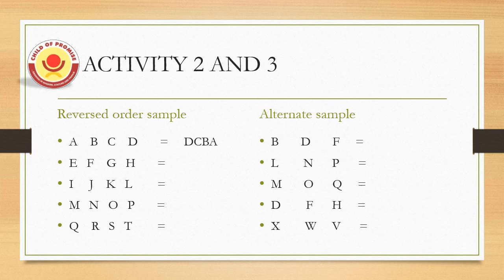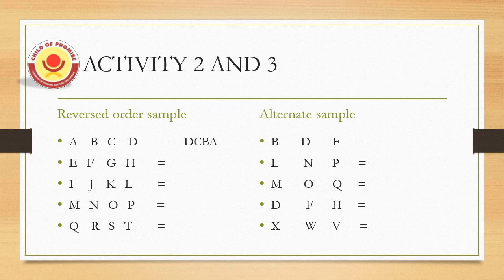We start with the last letter. What's the last letter on that first line? You see D, C, B, A. That's the reverse order. We start from the last letter to the first letter. Of course, we have EFGH, what do you think should be there?